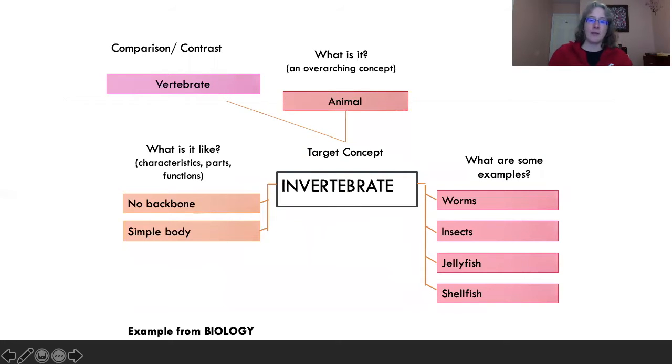The first example comes from biology and deals with invertebrates. It has a clear contrast, the opposite, vertebrates. What is a vertebrate? It's an animal. Invertebrates are characterized by a lack of a backbone and a simple body. And some key examples help us realize what an invertebrate is. Worms. Most of us have seen an earthworm, so that helps. Insects, jellyfish, and shellfish. Oh, is that what an invertebrate is?